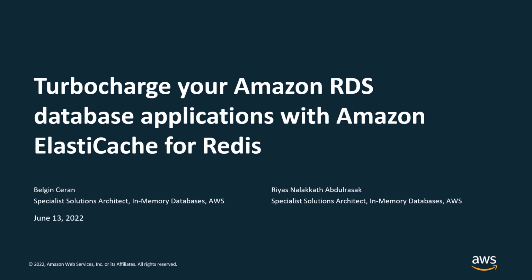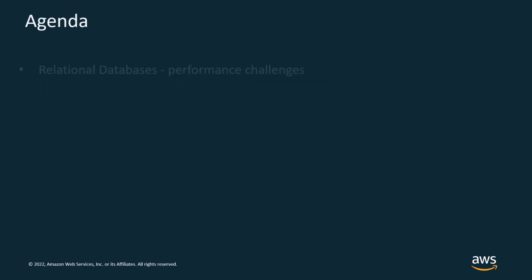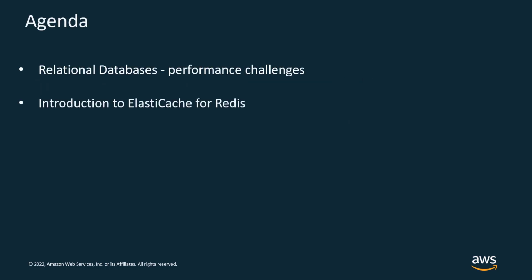So today we're excited to talk to you about how you can turbocharge your RDS applications performance with ElastiCache for Redis. Let's quickly go over the agenda today. I'm going to talk about the performance challenges that you are facing with relational databases, and then I will briefly introduce ElastiCache for Redis, and then I will walk through with you the caching overview, and then at the end, Riaz will be showing you a demo session.